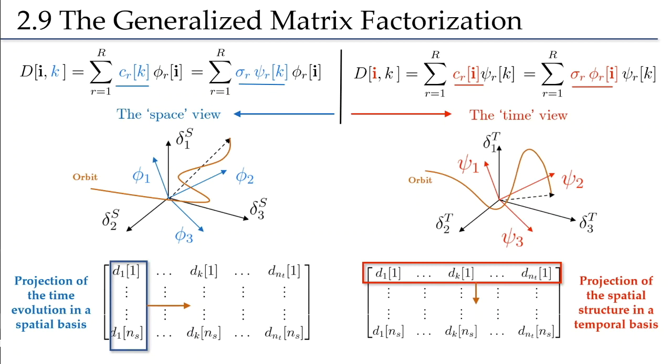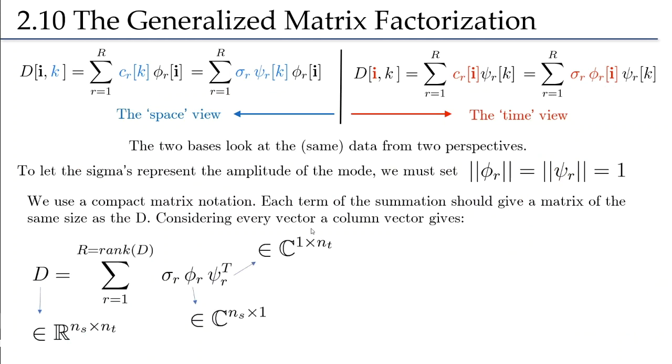However, regardless of your choice, you're looking at the same data from two different perspectives, and this should tell you that you do not have the freedom to choose these bases independently. Temporal and spatial bases are linked. In general, it is a good idea to impose that both the bases have unitary length, so that the sigmas are the only representative of the contribution of each mode.